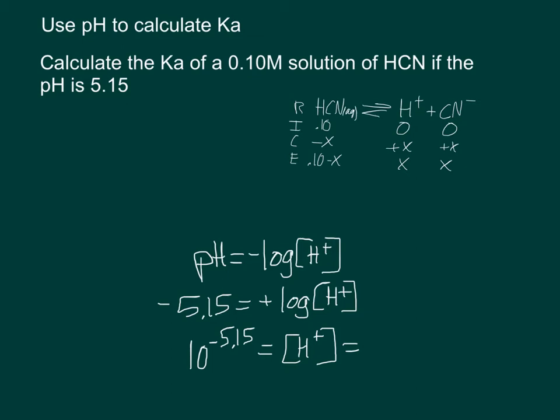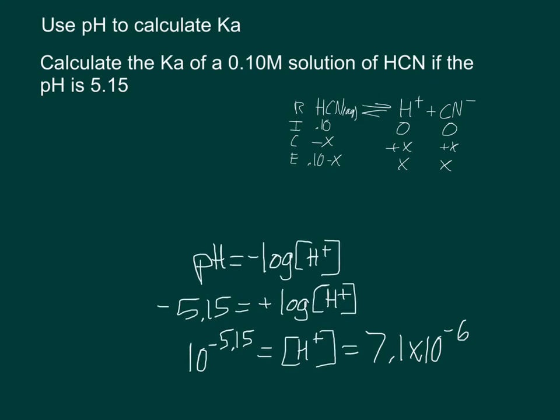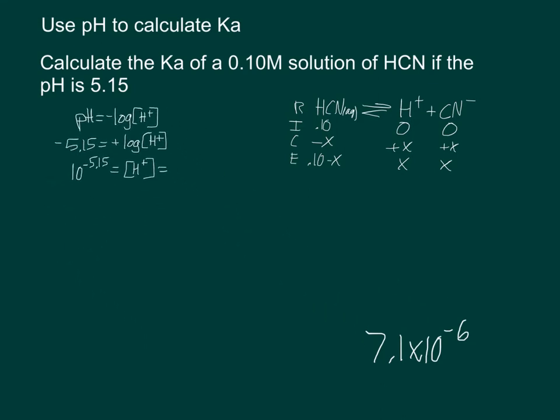A little bit different than the previous one, and the reason for that is simply that we had to round earlier. The 5.15 was really 5.154. If you do 10 to the negative 5.154, in that case you get closer to 7.0, but we'll go forward with this. So the 7.1 times 10 to the negative 6th that we have is the equilibrium concentration of H plus, and therefore it is x.